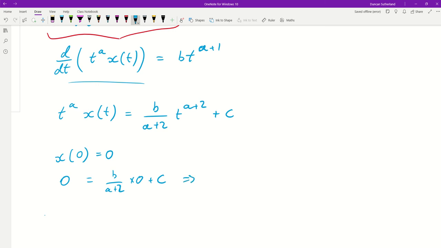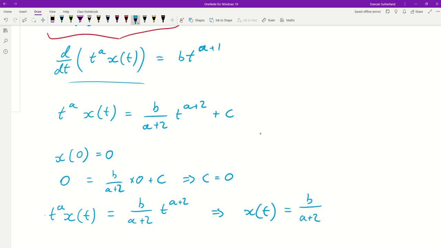So in this case, c is 0, and our overall solution is x of t equals, so we just plug it back in here. Then we can rearrange for x just by dividing by that t to the a. And when we do that, we'll find that we get this t squared function overall here. All right, so that's the particular solution in this case.